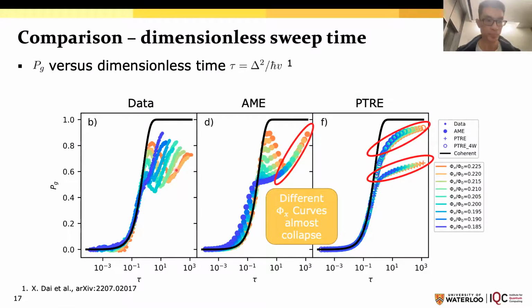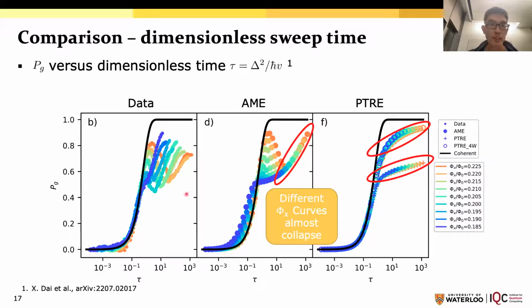So we can also compare our measurement with our simulation by plotting the final ground state probability versus the dimensionless sweep time. So this definition allows us to isolate the effect of the environment and the effect of the adiabaticity.